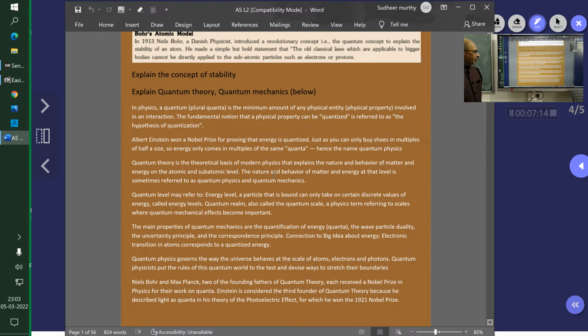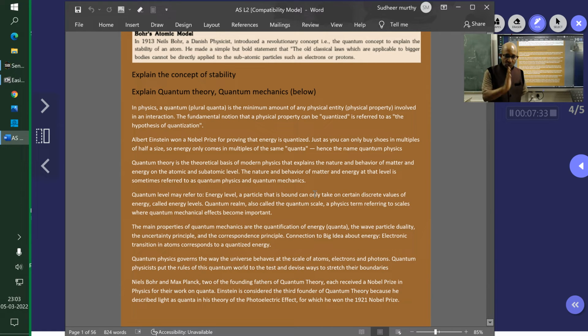Quantum theory is the theoretical basis of modern physics that explains the nature and behavior of matter and energy at the atomic and subatomic level. Precisely what I explained. And the nature and behavior of matter and energy at that level is sometimes referred to as quantum physics or quantum mechanics.